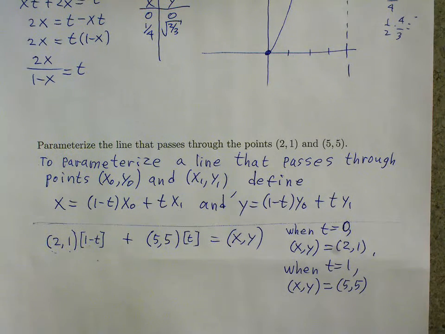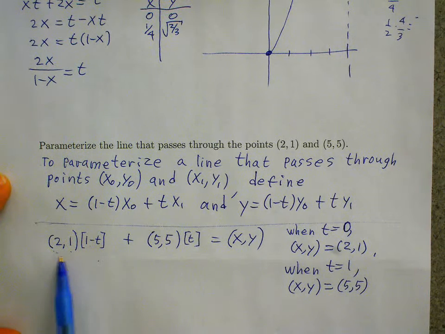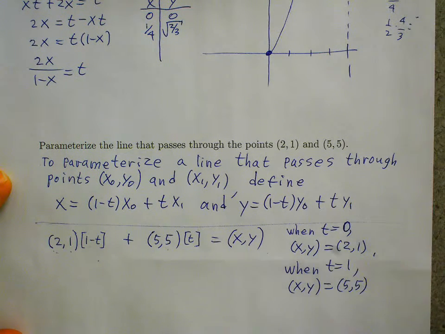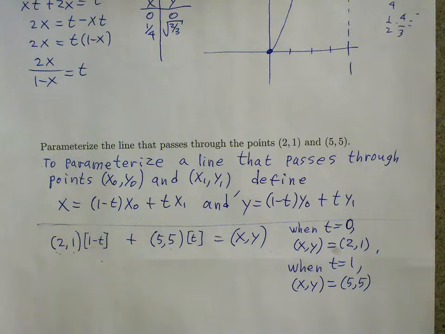So it just depends on what you need. If you want a straight line segment between the ordered pairs, then we would limit the t values to be from 0 to 1. But if we want the full line, then t would have to be all real numbers.